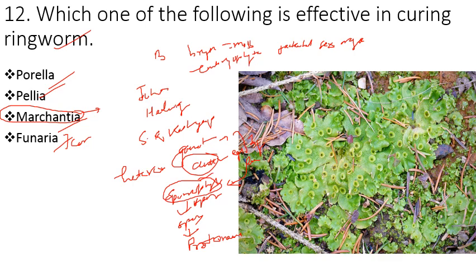If I talk about the largest moss, the largest moss is Dawsonia superba. Its name is Dawsonia superba.